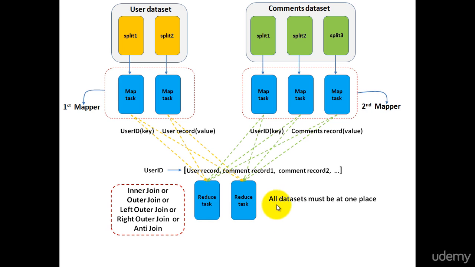So the basic idea is to have all the datasets at one place. In this case, we have both the datasets in the reducer. Hence the join is done on the reduce side. Let's check the code now.